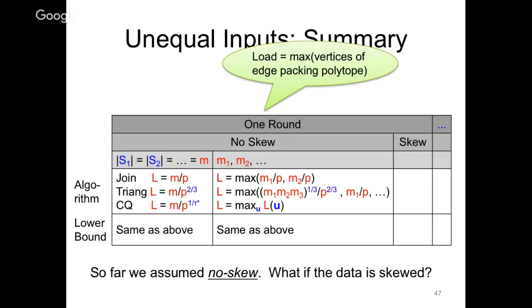Good. So to summarize this part, the takeaway is that when the sizes are unequal, your formula is a max. It is a max that depends on how unequal these sizes are. That's a high-level takeaway. And sometimes this load can be better than assuming that all the sizes are equal because we might get a better speed up.